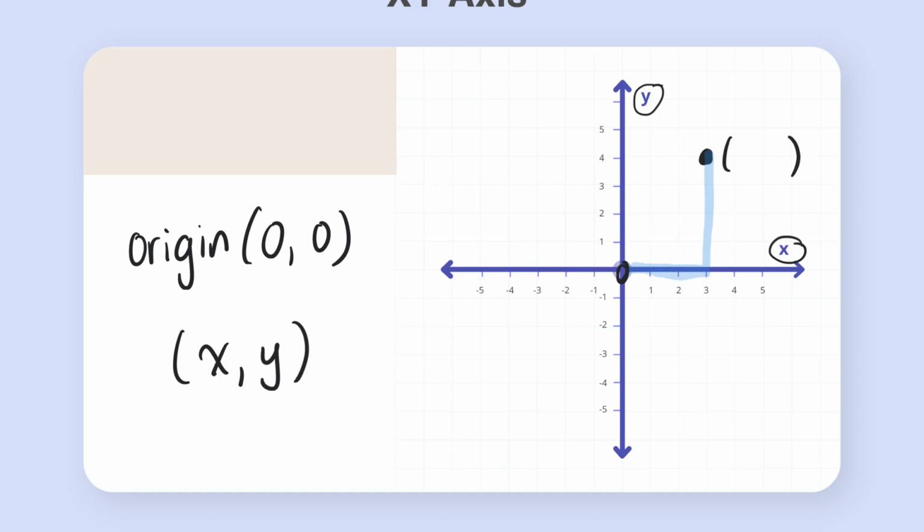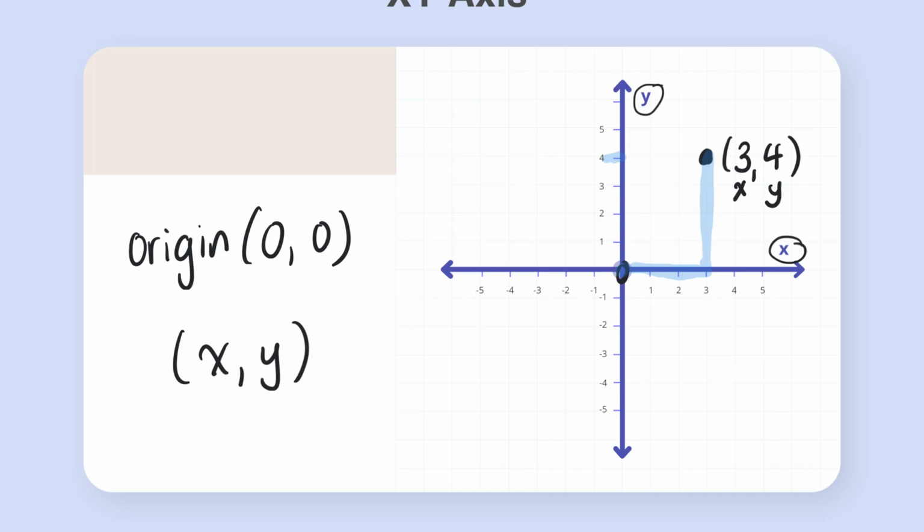So we moved 3 spaces to the right, okay? And then it's located how many spaces above the origin? 4. So how would I label this coordinate? 3, 4. Good. This point is located at 3, 4. This is the x coordinate and this is the y coordinate, and we always write the x coordinate first.